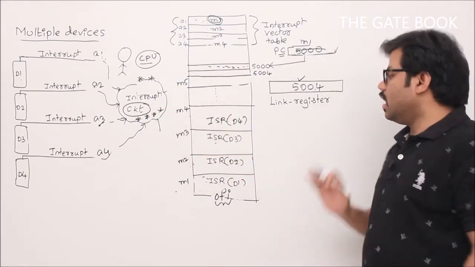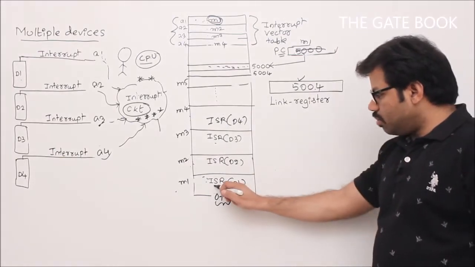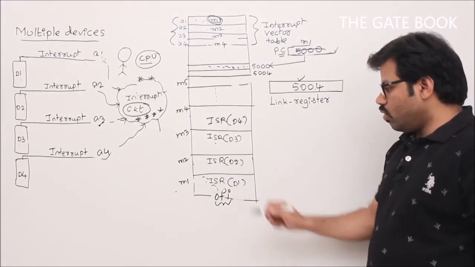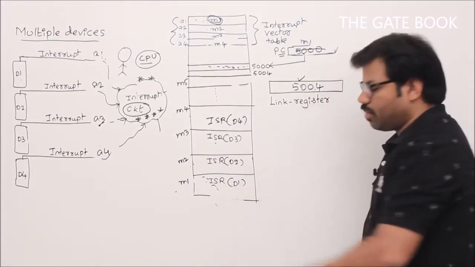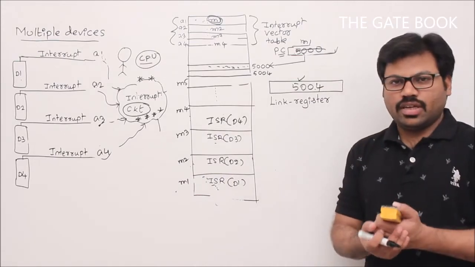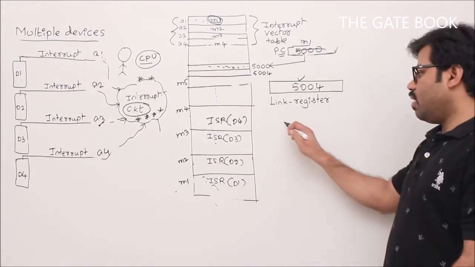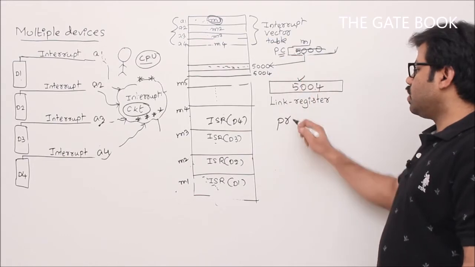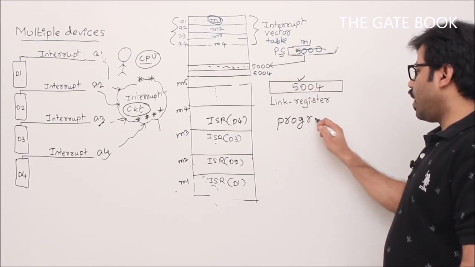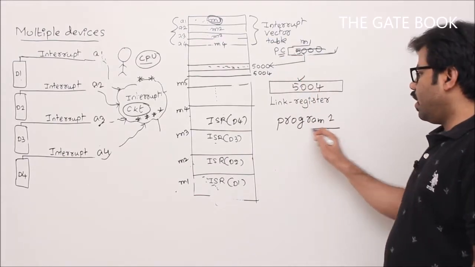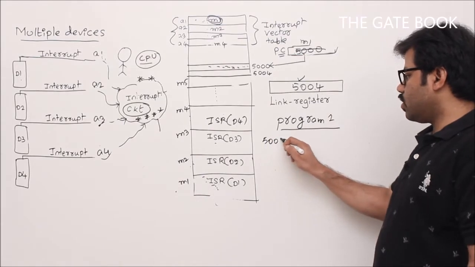You understand that. Now apart from that, in this interrupt service routine we should do one extra step. That is, of course, a programming thing. Example, let's say this is the program you are executing. Let's call it program 1, and currently we are executing at 5000.